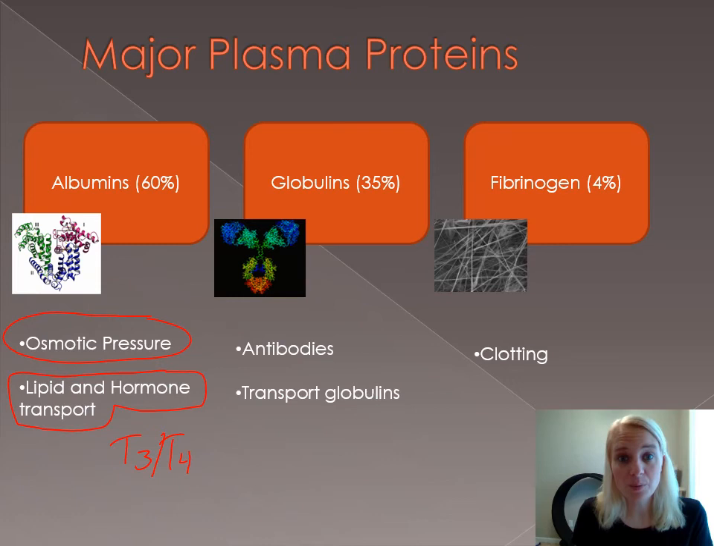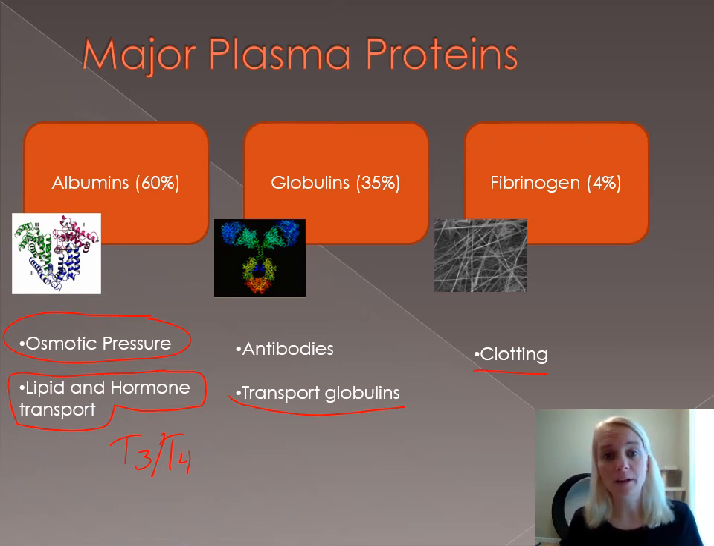Globulins are antibodies. So all the big talk about antibody production with trying to get COVID immunity and pretty much immunity for any disease are antibodies. Antibodies fall in this category of globulins. And then we also have transport globulins. So like thyroid binding globulin is what that is called because it falls under this globulin category. And then as I've already mentioned, fibrinogen is for clotting. So fibrinogen gets converted to fibrin, which is what we see here.